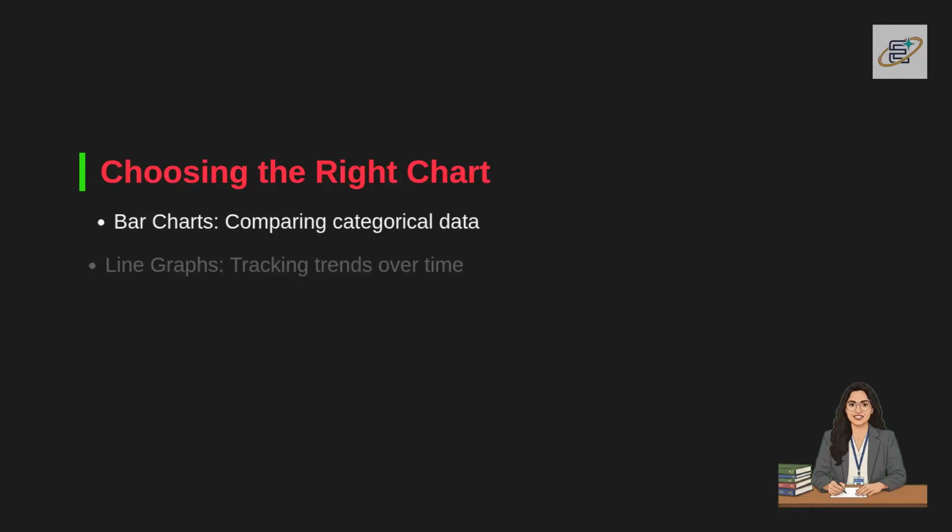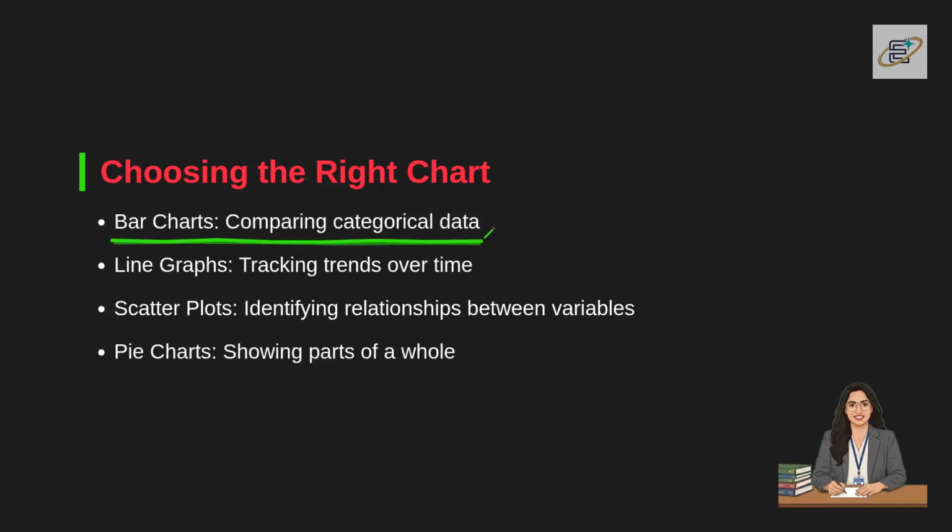Creating a beautiful visualization is great, but choosing the correct type of chart is absolutely crucial for accurate interpretation. If you pick the wrong chart, you risk misleading your audience. Let's start with bar charts. These are your go-to tool for comparing categorical data, like comparing total sales across 5 different store locations. They make side-by-side comparisons incredibly easy to read.